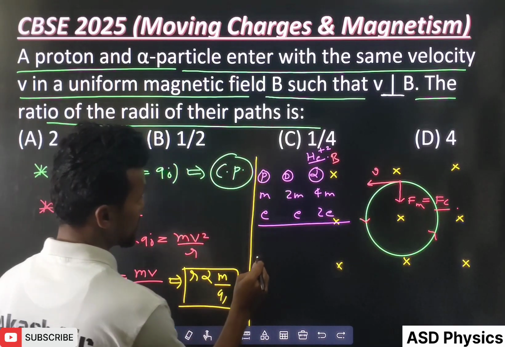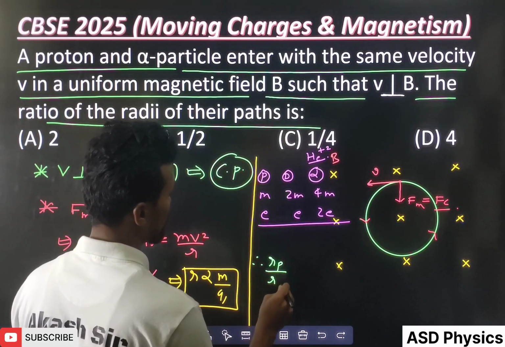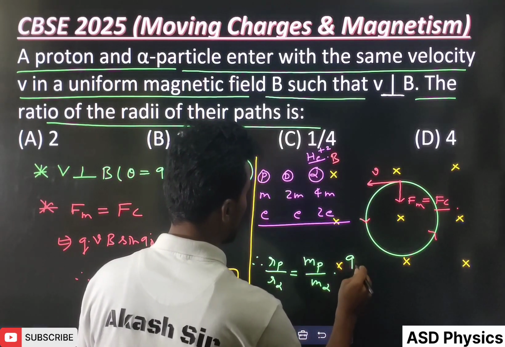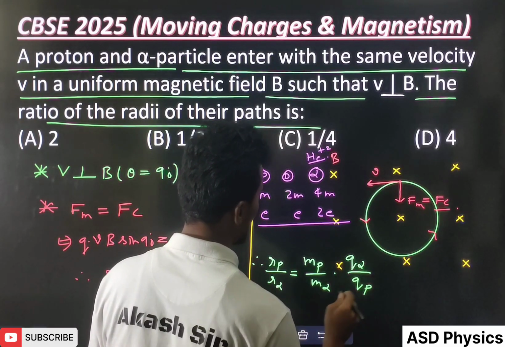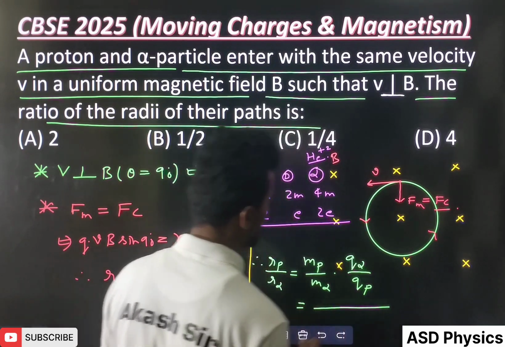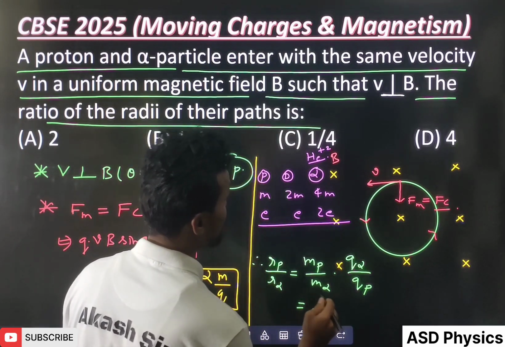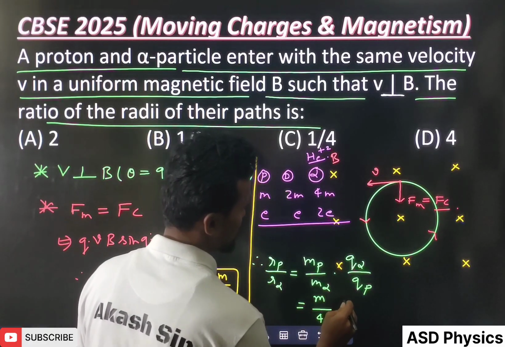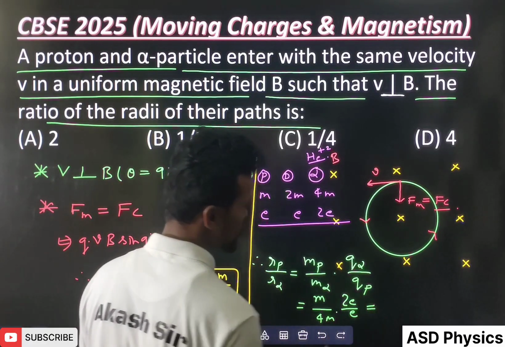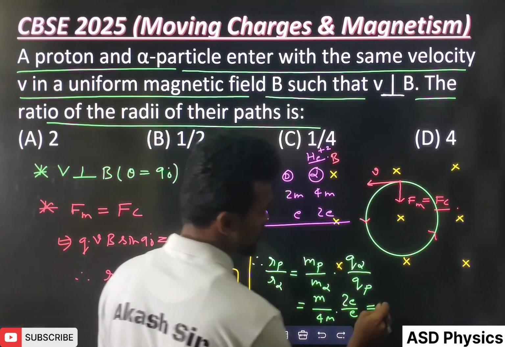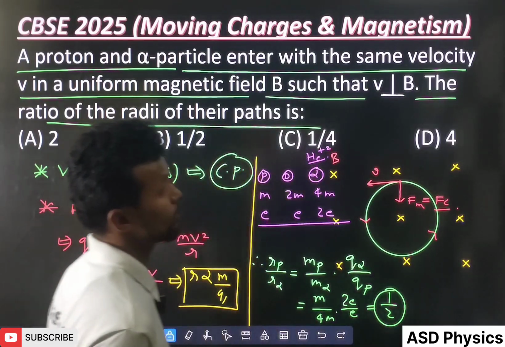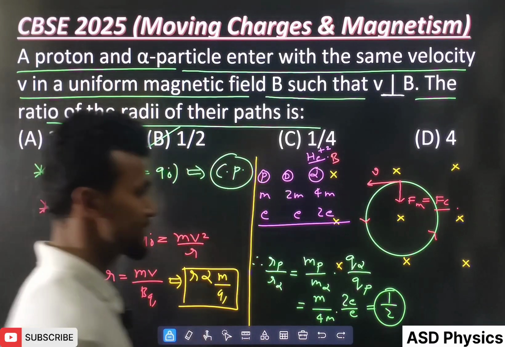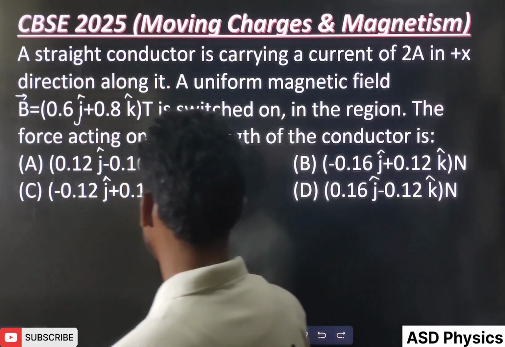Now based upon the question, if I write R proton by R alpha particle, it will be m proton by m alpha particle into q alpha particle by q proton. Now students, just put the values here: m by 4m, charge on alpha particle 2e by e. So when you simplify this, e cancels, 2 by 4 means 1 by 2. Which option is 1 by 2? Option B is the correct answer. Great. Next students, let's move to this question.